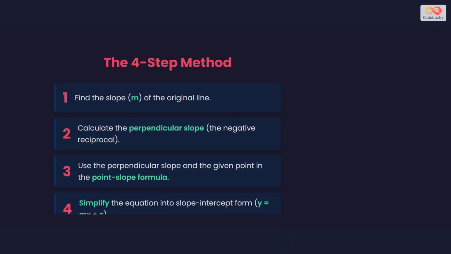We can solve any of these problems using a simple four-step method. First, find the slope of the original line. Second, calculate the perpendicular slope. Third, use that new slope and the given point in the point-slope formula. Finally, simplify the equation.